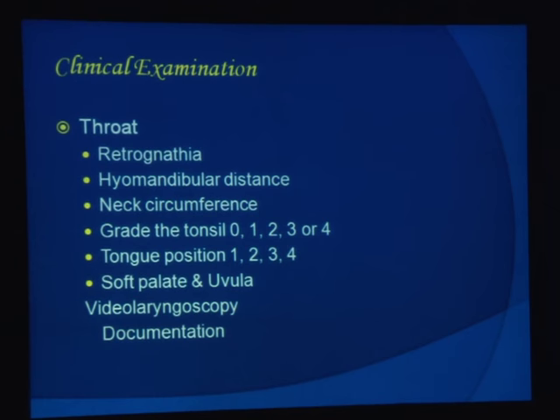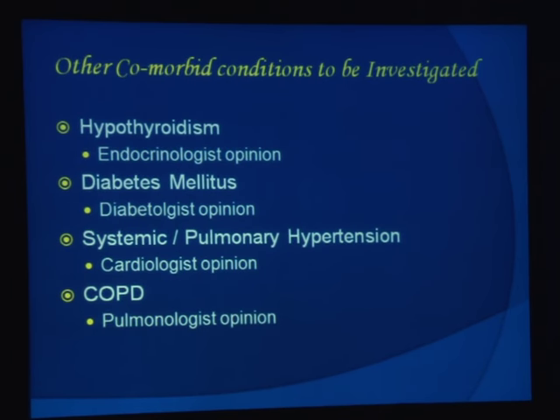And when you're looking at the throat, from the outside we have to look for retrognathia, hyomandibular distance, neck circumference, and grade the tonsil, and look at the tongue position, whether it's 1, 2, 3, or 4, and whether there is soft palate hypertrophy or uvular hypertrophy which is clearly blocking the airway. Video laryngoscopy is to be done to document the issue. We also have to look for any comorbid conditions like hypothyroidism, diabetes, pulmonary and systemic hypertension, and COPD.